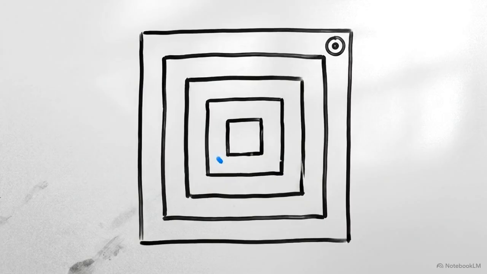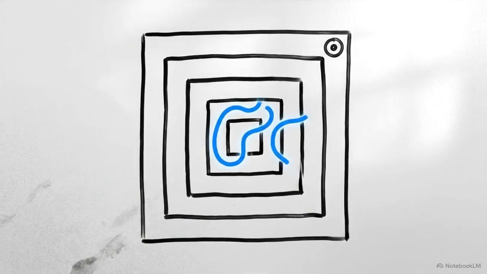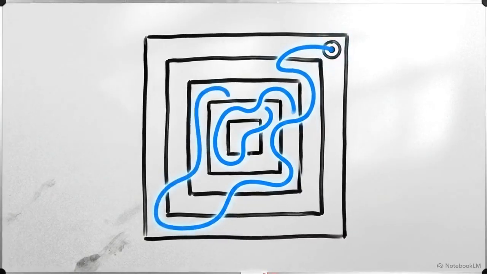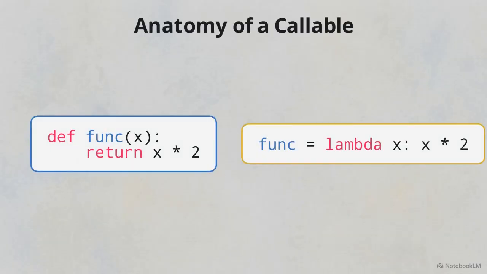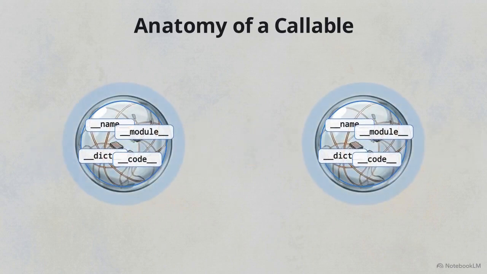Even with these constraints, lambdas remain integrated into the execution model, following the same LEGB scope resolution rules as any other function. Whether defined via a multi-line def statement or a single expression lambda, every Python function is an instance of a dynamic object that encapsulates its own environment and execution logic.